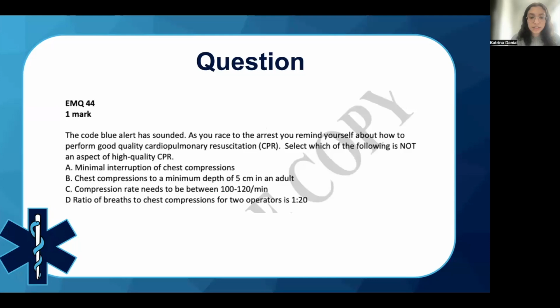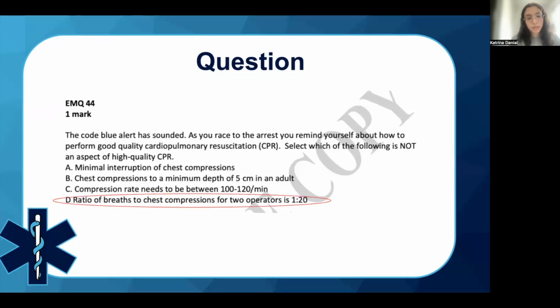A code blue alert is sounded. As you race to the arrest, you remind yourself how to perform good quality CPR. Select which of the following is not an aspect of high quality CPR. Have a read. The answer here is D.